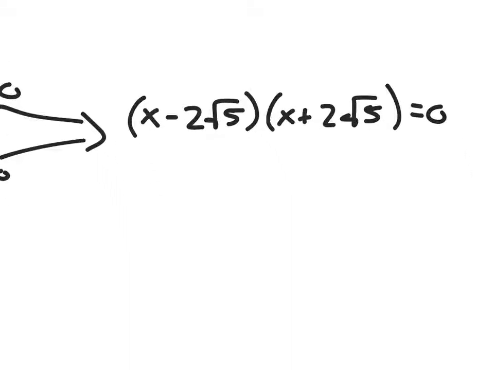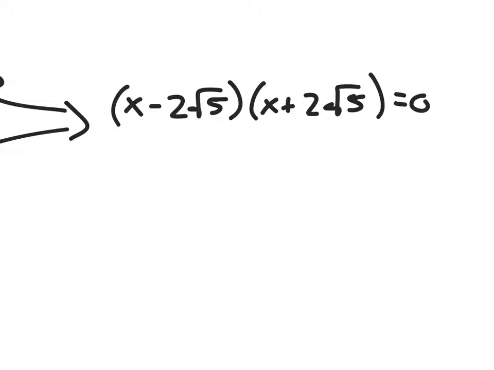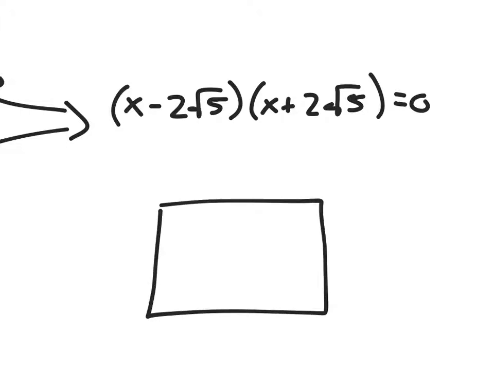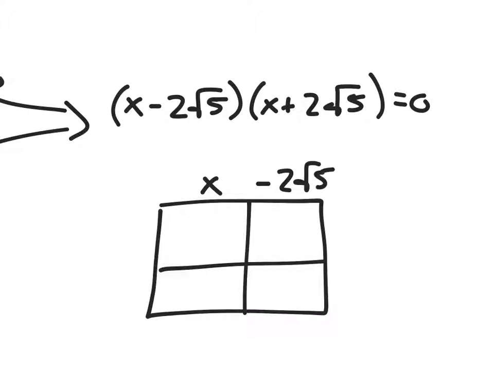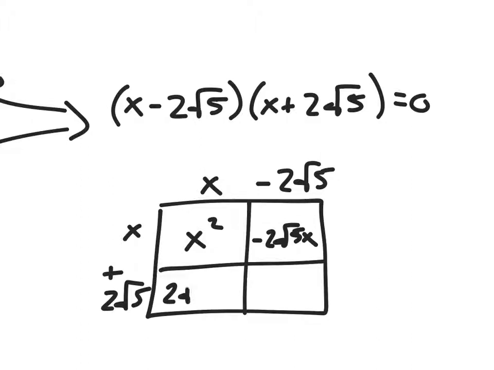Now I can still use the box method here. It depends on however you want to do it. You can FOIL it, but I'm just going to use the box method. So I've got x minus 2 square root of 5, and x plus 2 square root of 5. x times x gives me x squared. Negative 2 square root of 5 times x is negative 2 square root of 5x. This is going to give me positive 2 square root of 5x. And then negative 2 times 2 gives me negative 4, and the square root of 5 times the square root of 5 is just going to give me 5.